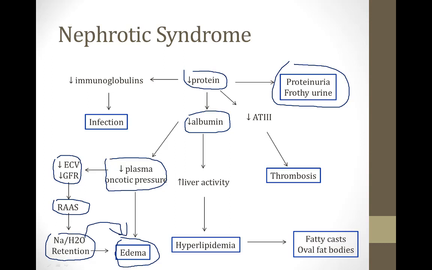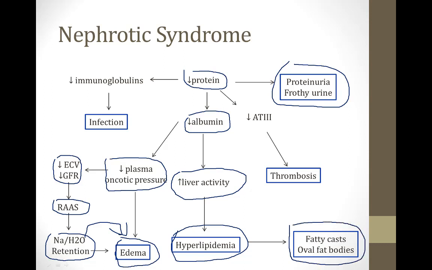Now, when you begin to lose all that albumin, the liver tries to become active to replace it, but it can't keep up with the losses. What you're going to see in the patient's blood tests as a result of all this liver metabolic activity is hyperlipidemia. Patients with the nephrotic syndrome have very high levels of total cholesterol and LDL. Interestingly, their HDL levels are usually not elevated. It's mostly LDL, and that's seen in the total cholesterol. Now, all this lipid in the bloodstream is going to lead to two findings in the urine you should know about called fatty casts and oval fat bodies.